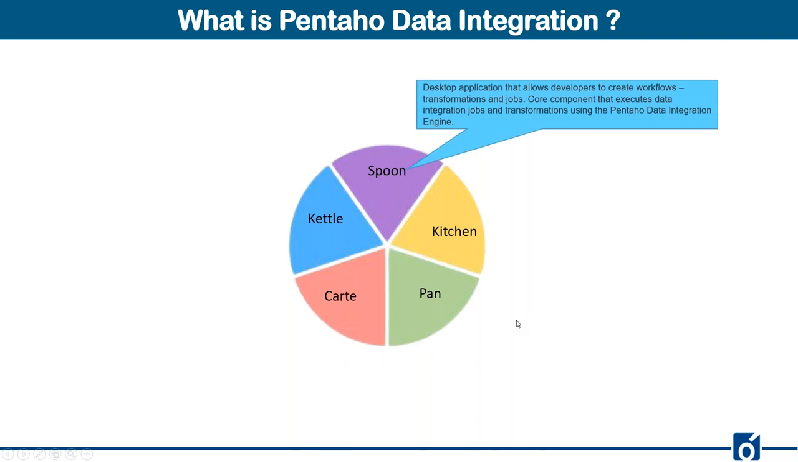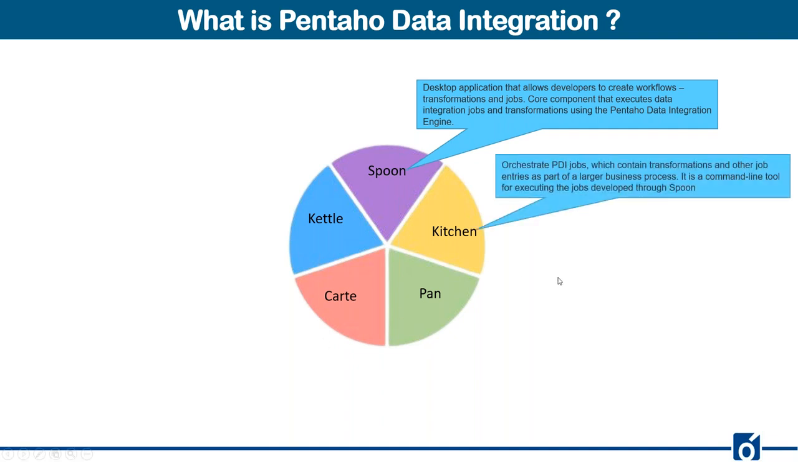Spoon. Spoon is a desktop application which helps to create transformations and jobs with the help of steps or tasks. It's a GUI basically, the GUI of PDI. Spoon is the component with which developers interact a lot. Right. That is one thing.